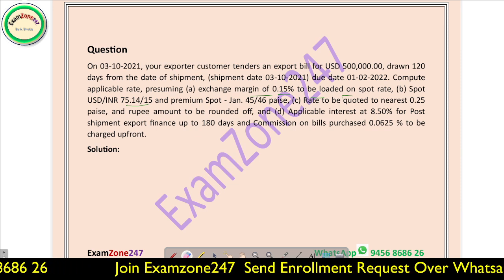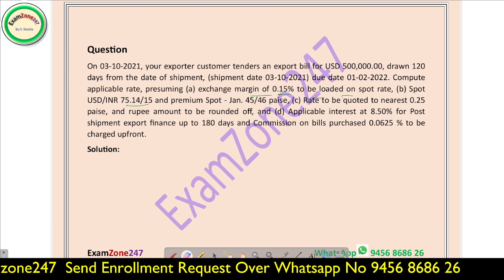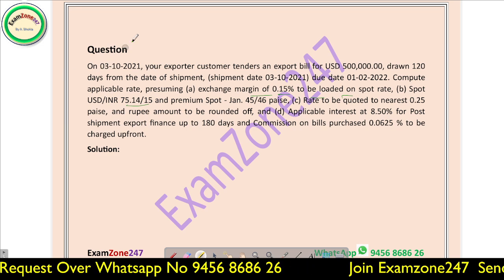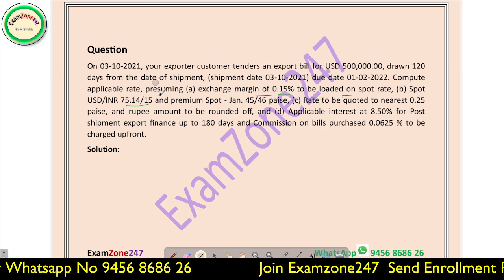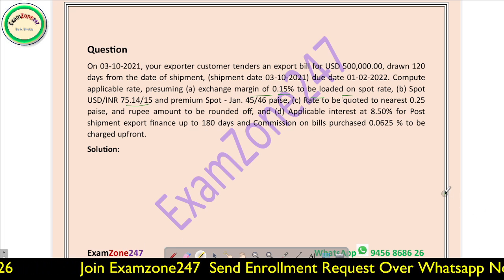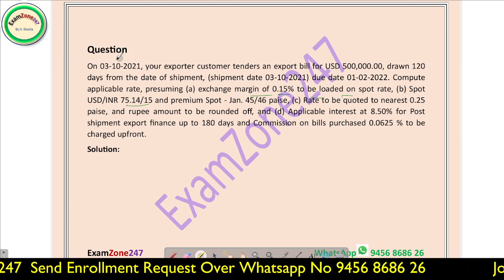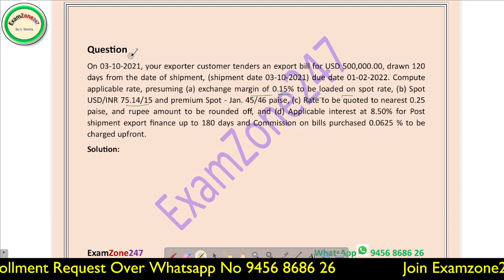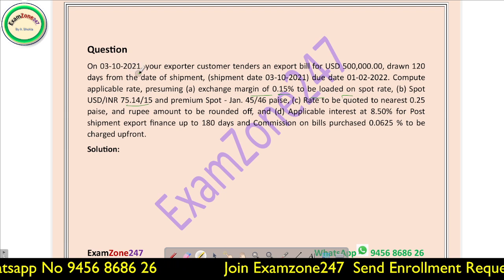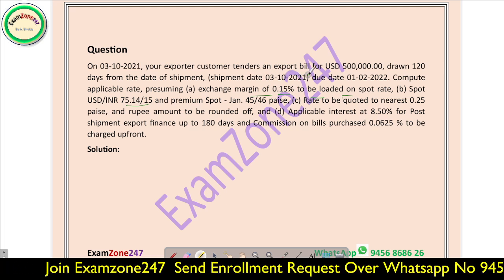Now before you go through the solution, you must have an idea about what a buying and selling rate is. If you do not have an idea, go through the previous videos regarding buy and sell transactions. Then only you will be able to get the question. The question says on 3/10/2021, an exporter tenders an export bill.